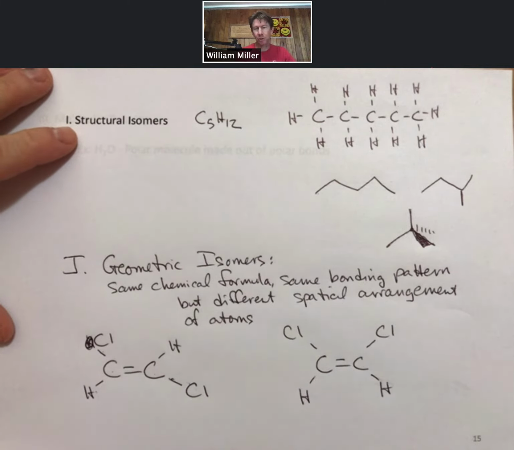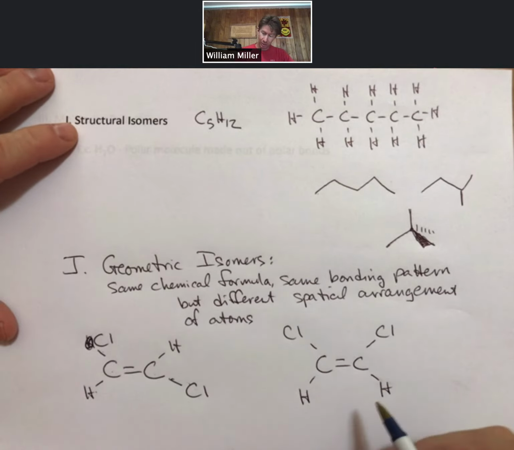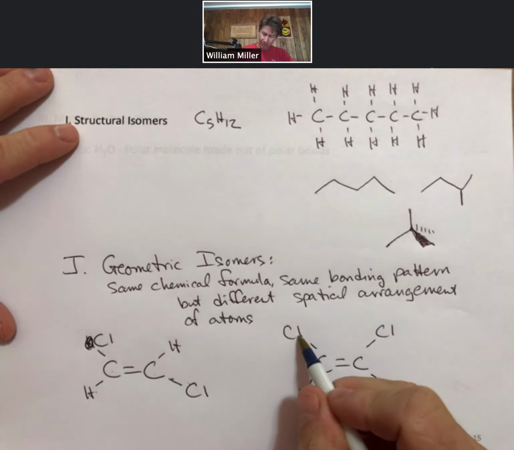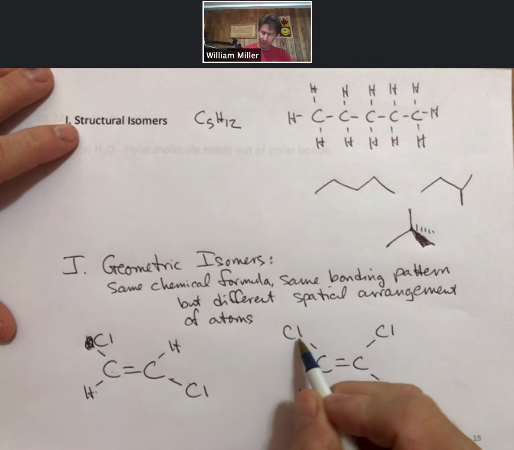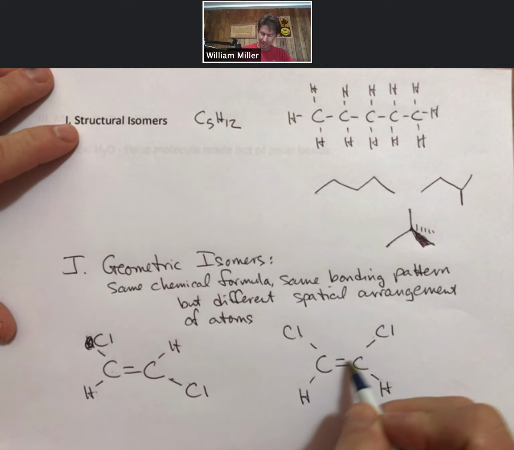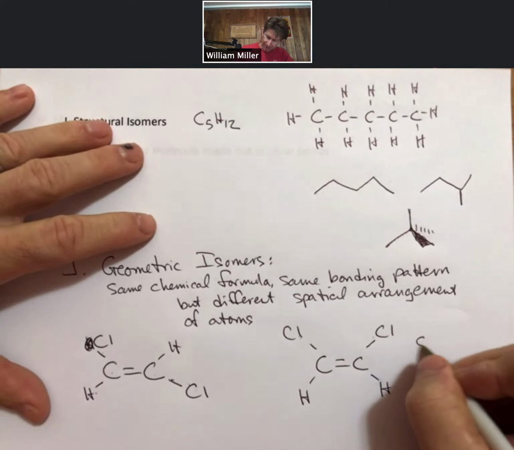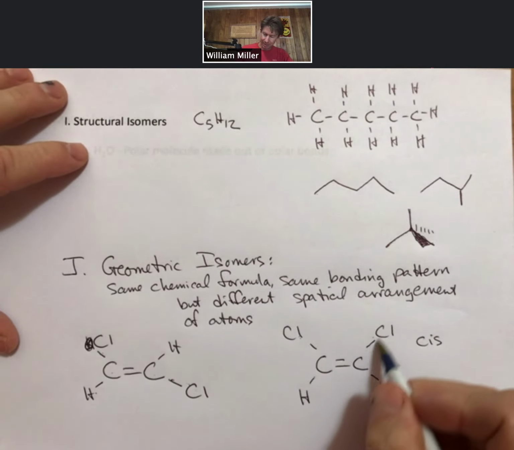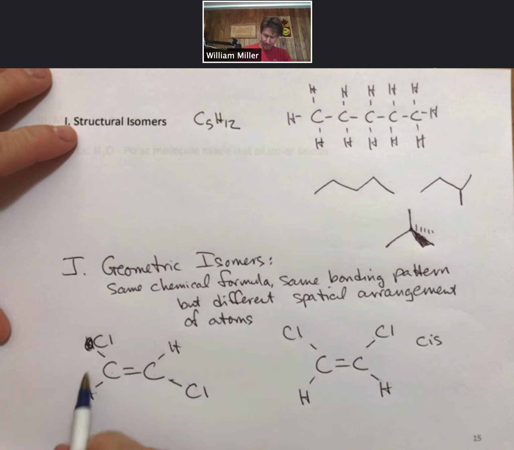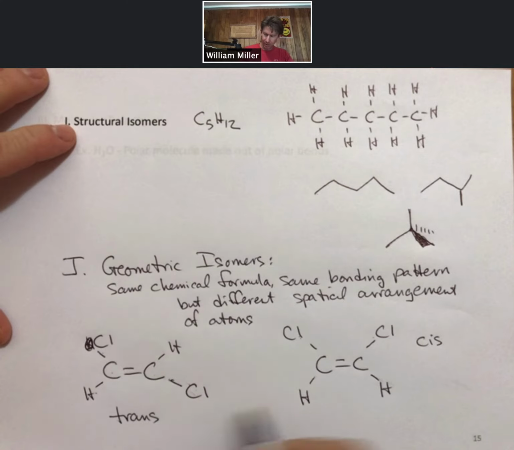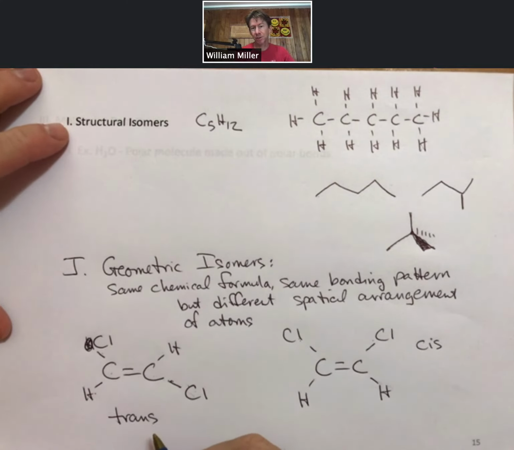And we don't have to do nomenclature of these. However, it can be helpful to know a little bit about nomenclature. So this one that has both of the chlorines on the same side, such that they sort of look like a letter C, is called cis. So they're on the same side. And this one, where the 2 chlorines are opposite each other, is called trans. And these are what are also called cis-trans isomers.